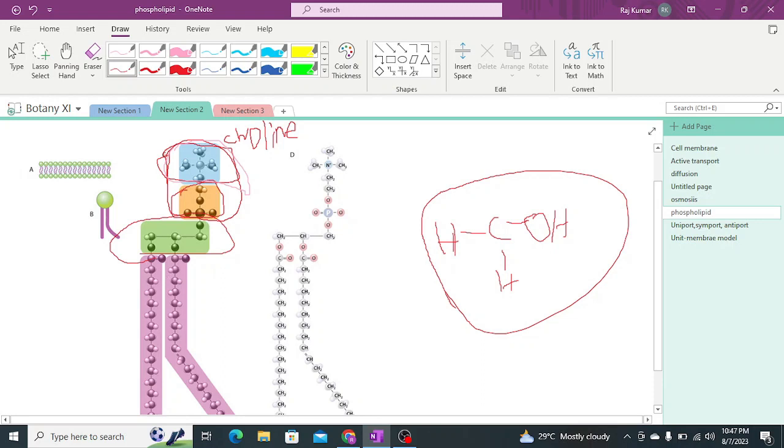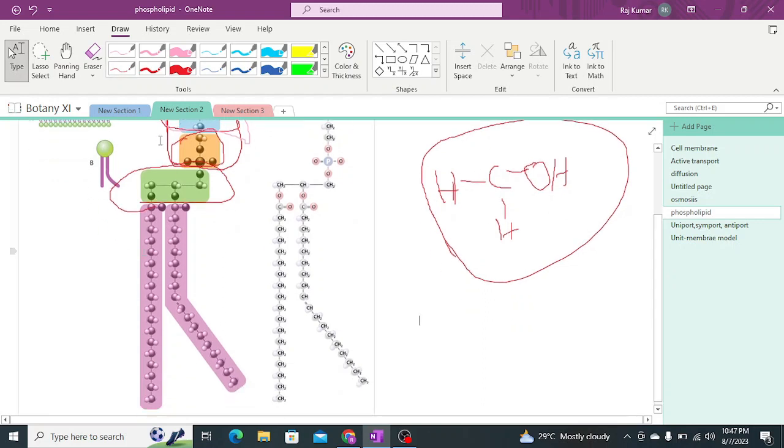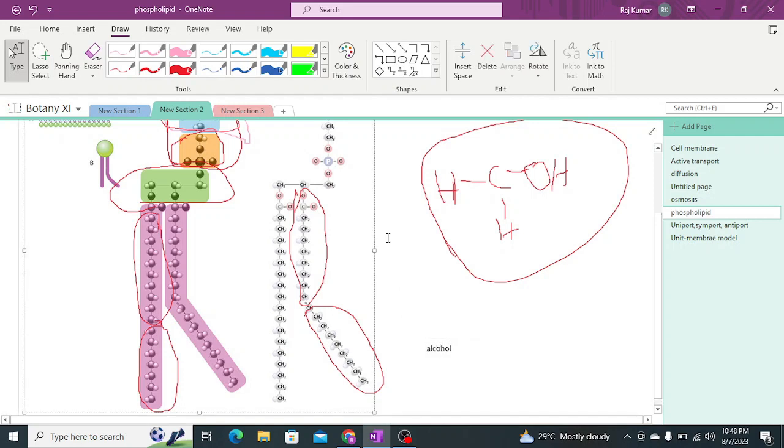After which we finally have our lipid tail. What is this lipid tail made up of? Basically, the lipid tail is made up of two structures: the alcohol structure, which is not clearly shown here, and on the other side the carboxylic group. This is the alcohol, and the upper part is known as the carboxylic group.